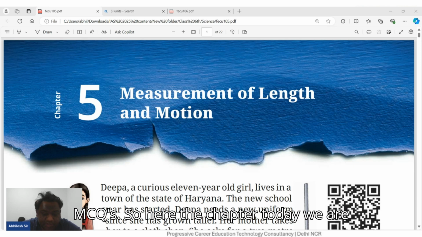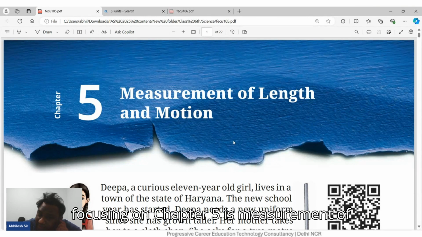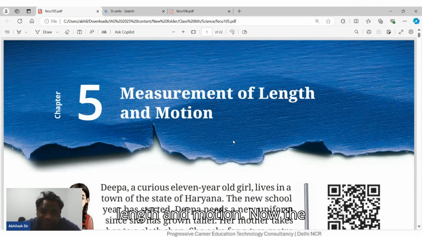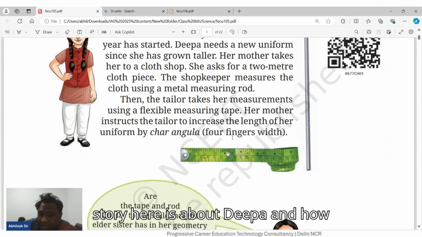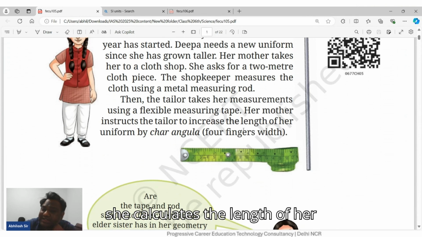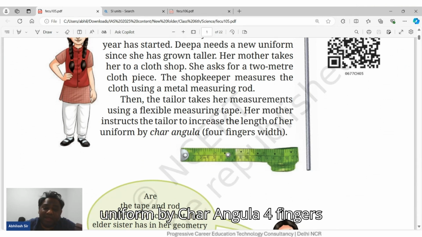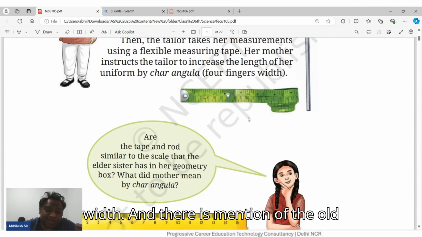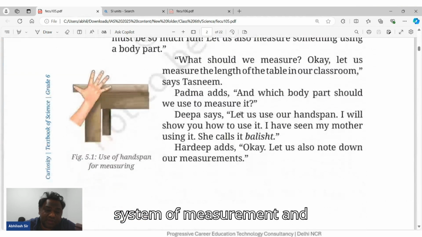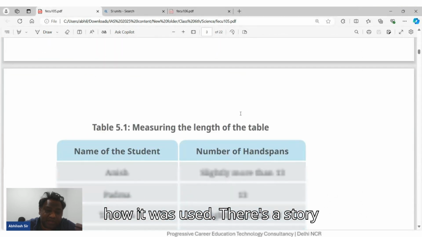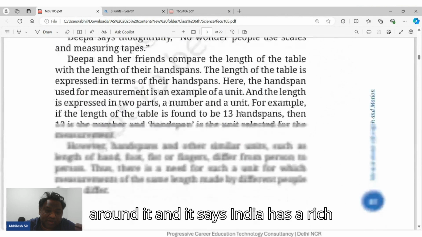So here, the chapter today we are focusing on is chapter 5, measurement of length and motion. The story here is about Deepa and how she calculates the length of her uniform by char angula, four fingers width. And there is mention of the old system of measurement, how it was used. There's a story around it.